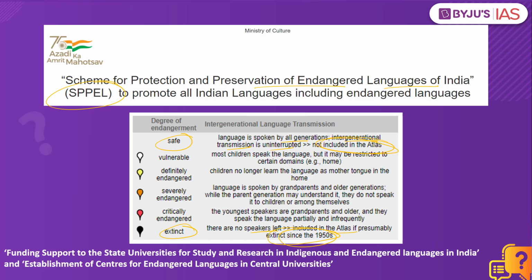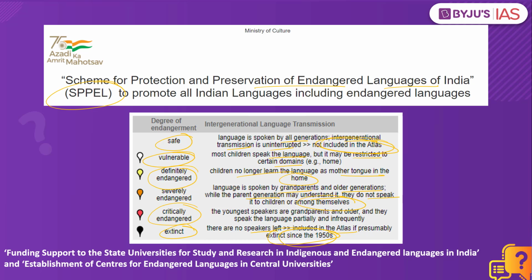What does it mean? Vulnerable: most children speak the language, but it may be restricted to certain domains, that is, they speak only at home. Then we have definitely endangered, where children no longer learn the language as mother tongue even at homes. Severely endangered: the language is spoken by grandparents and older generations, while the parent generation may understand it, they do not speak it to the children or among themselves.